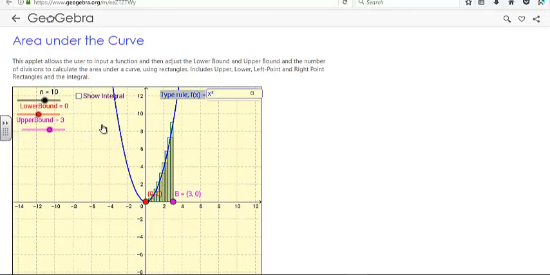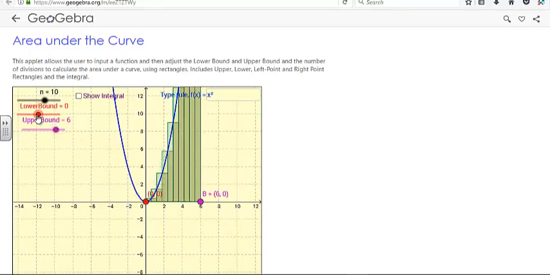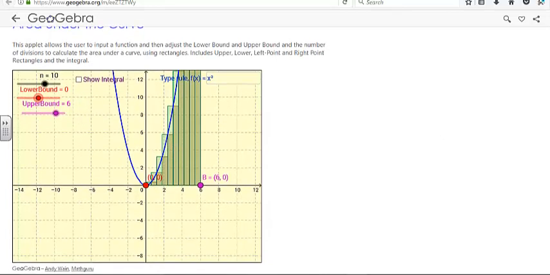So what you see, we have the lower bound is 0. The upper bound we can increase to something. Oh, that's the lower bound. Okay, upper bound. We'll go to 10. Well, we'll go lower bound 0. So what they've got is 10 rectangles, and depending upon whether you do the rectangles inside or outside the curve, I'm looking for a value.